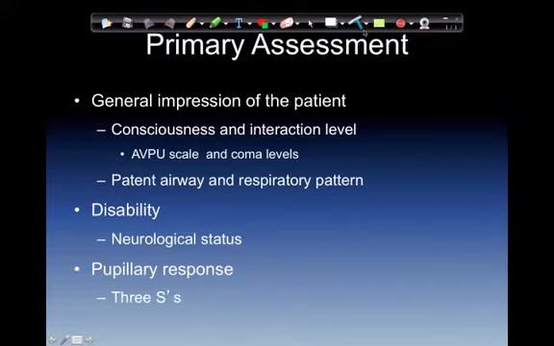Primary assessment, we come up and do a consciousness and interaction level, and we do an AVPU: alert, voice, pain, or unresponsive. As far as coma levels go, initial stage, a patient with increasing intracranial pressure may present with decorticate posturing. So decorticate posturing, the arms and legs are moving towards the core. Or flexion, they're going to flex.